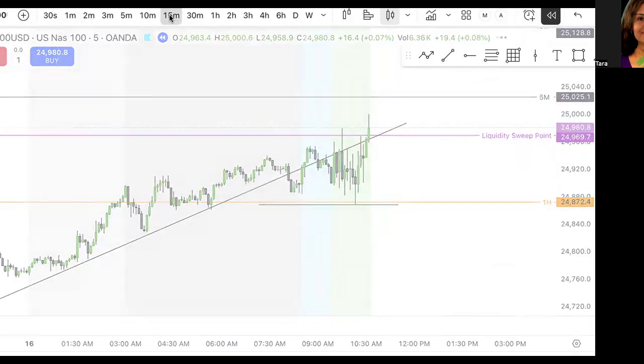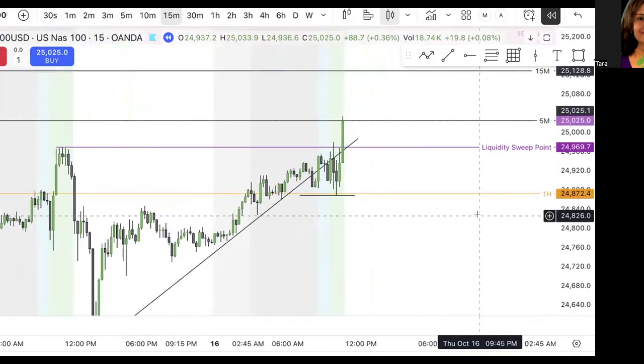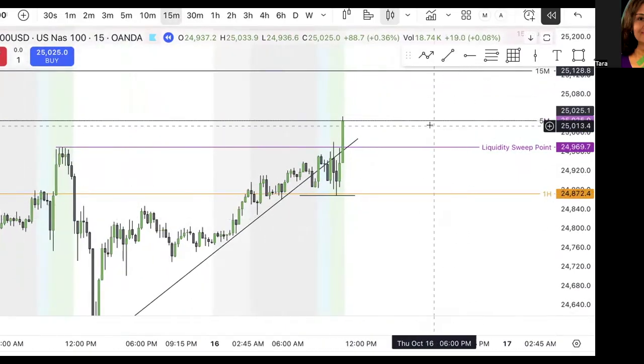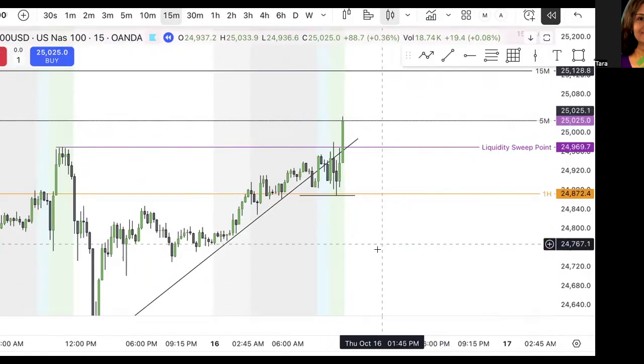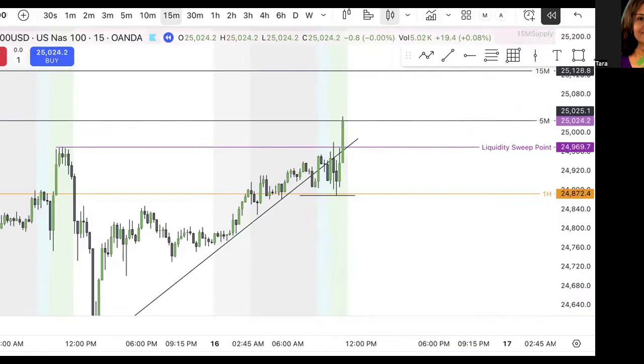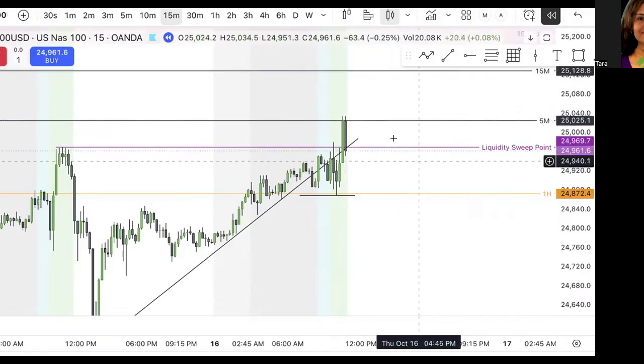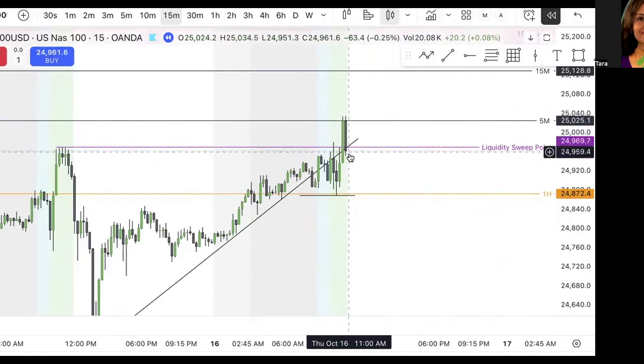And so we can actually go to the 15-minute time frame to see how this looks. Okay, on the 15-minute, looks like we've reached all the way to the top of this zone here. Let's see what happens next. All right, now we're finally starting to get a push down.